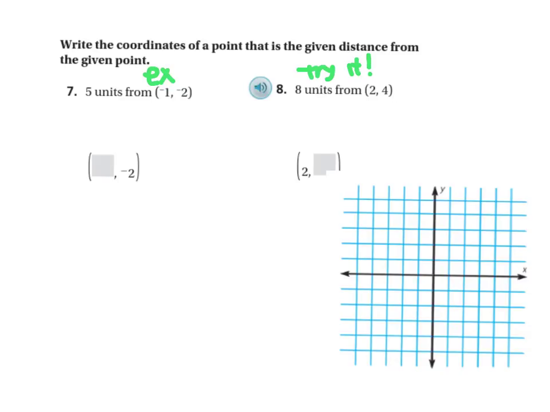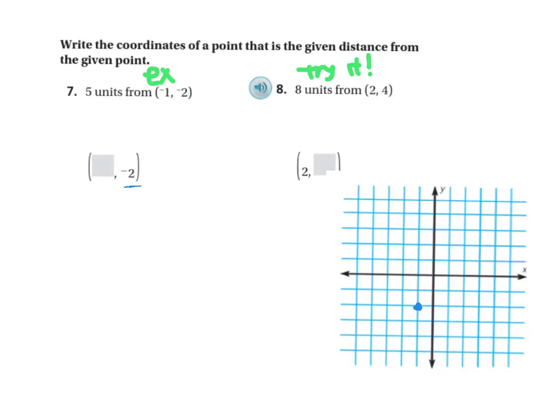All right, and this last one, I kind of like these. I think they're a little fun. So this is just your last slide. One more try it problem. You're going to write the coordinate of a point that is the given distance from the given point. So here's my point, -1, -2. So I'm going to go ahead and graph that because I can fit it on my chart. So -1, -2 is right here. And I want to go 5 units from -1, -2, but I want it to end with the -2.